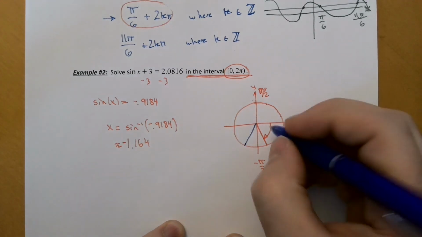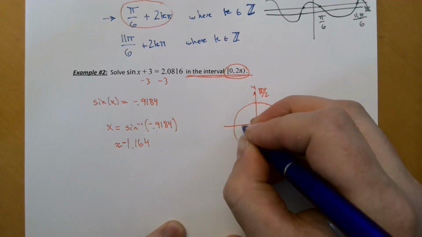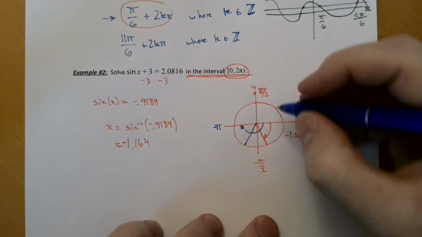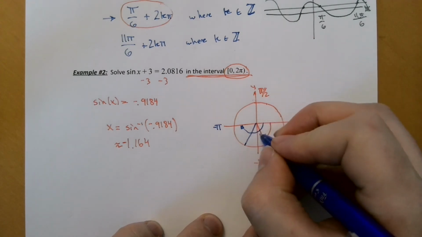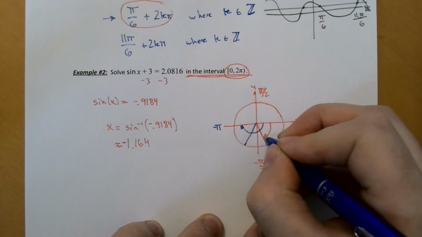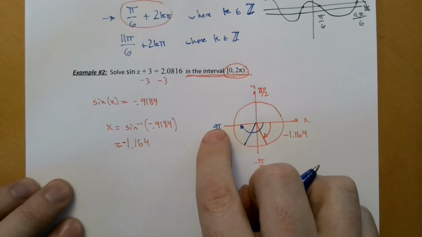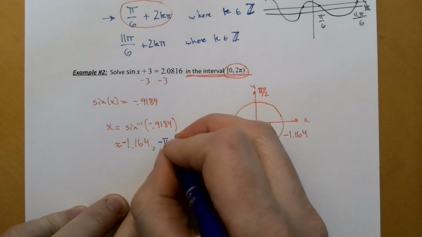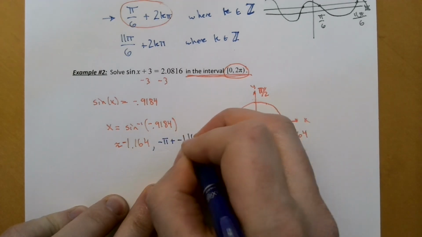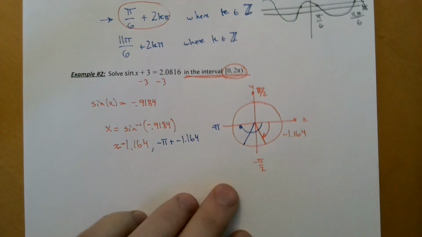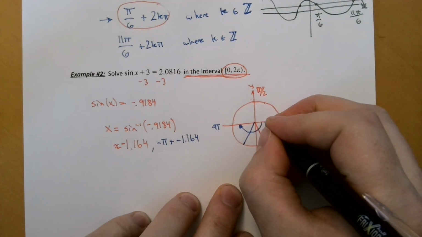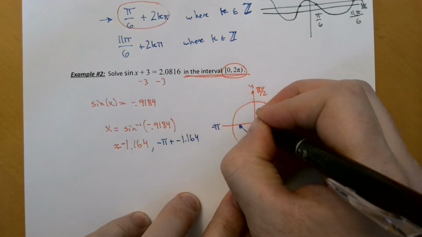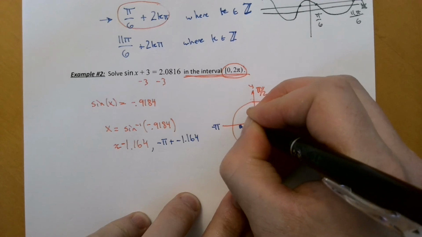Well, I know that from here to here is negative pi. So I have chopped off this much to get this other amount. In other words, I need to add this value to pi. So the other angle is negative pi plus negative 1.164. Now there's two ways we could write it. This way I'm writing the negative angle from here to here, so that negative radian measure, but we might prefer this radian measure from here to here.